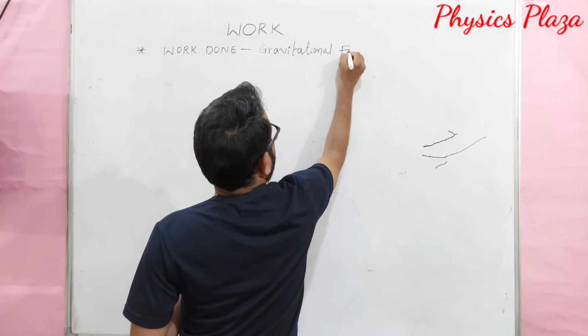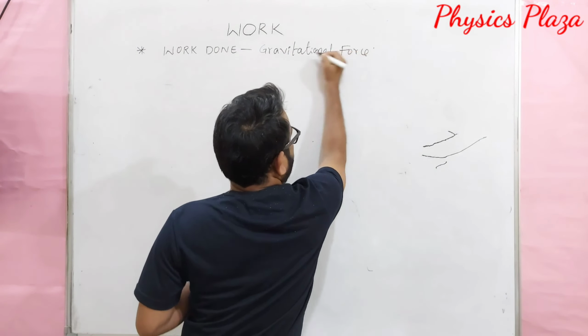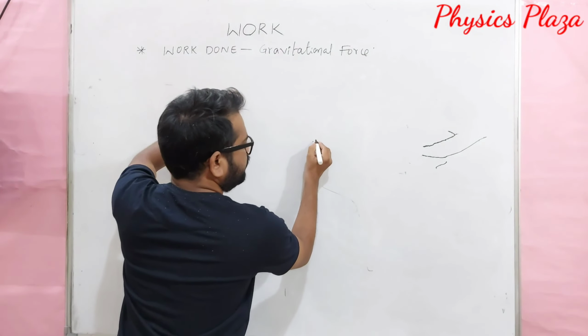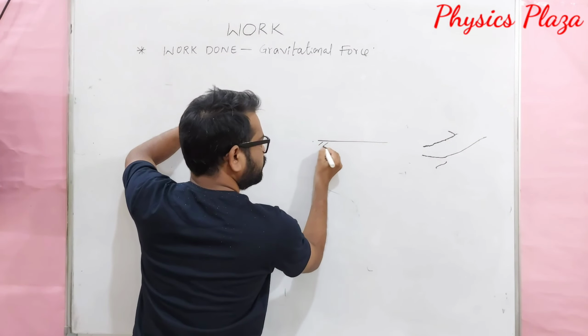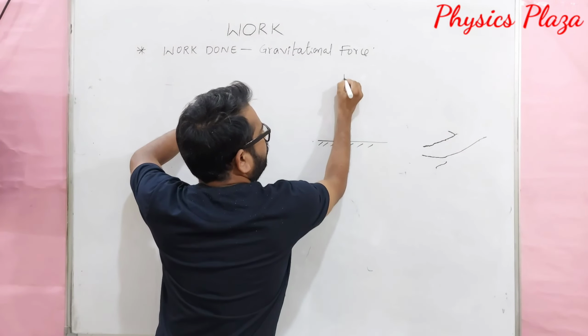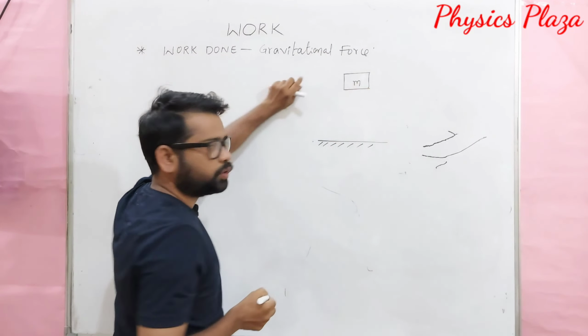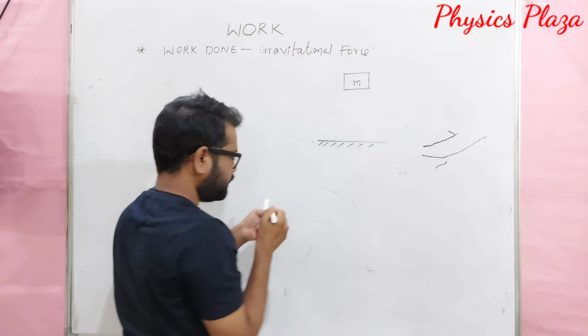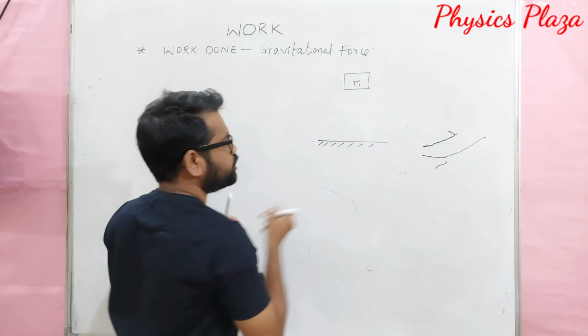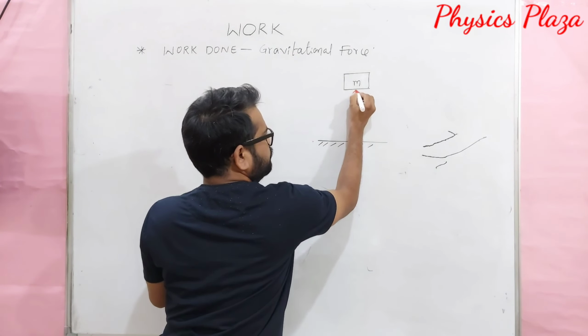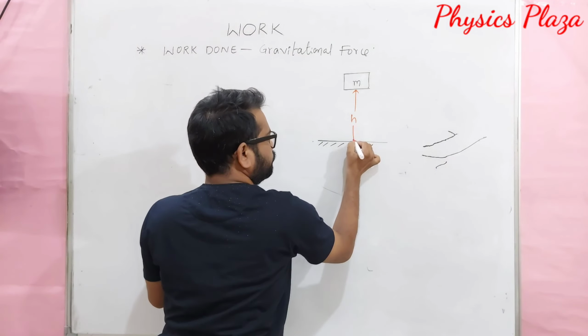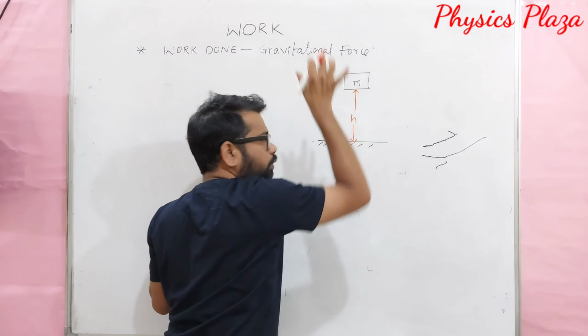Work done by the gravitational force. So let us see. Suppose here is a body of mass m. Okay, children, it is placed at a certain height of h. So when it is left, what will happen?